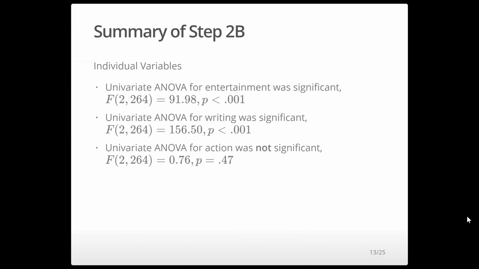So just as a summary of my results from step 2B, the univariate ANOVA for entertainment was significant across my three groups, F(2) equals 98.1, p less than 0.01. It was also significant for writing, but not significant for action: F equals 0.76, p equals 0.47.